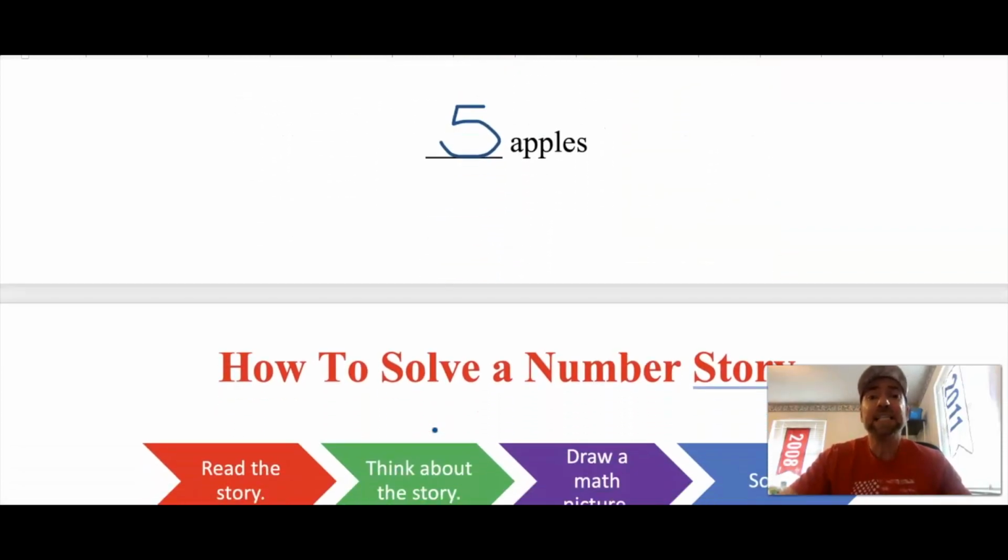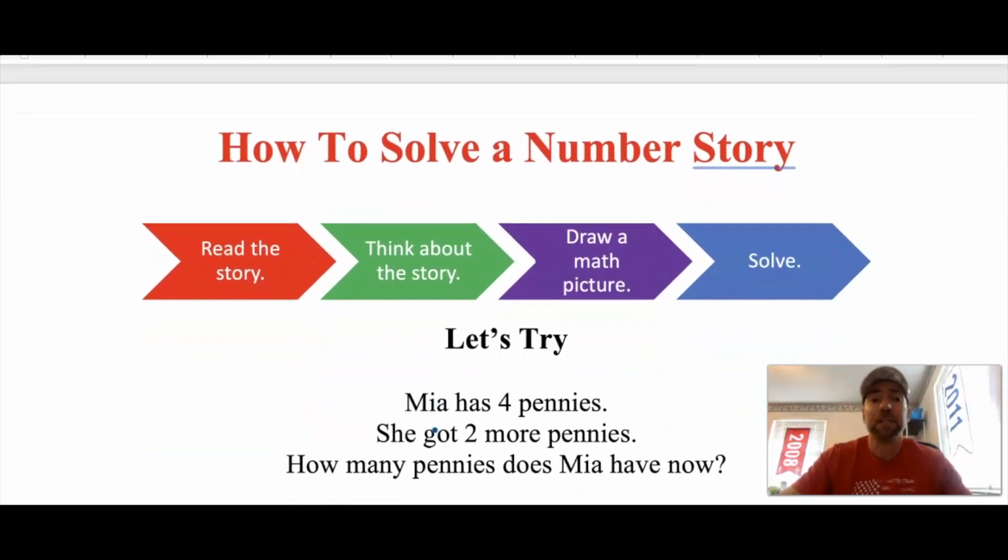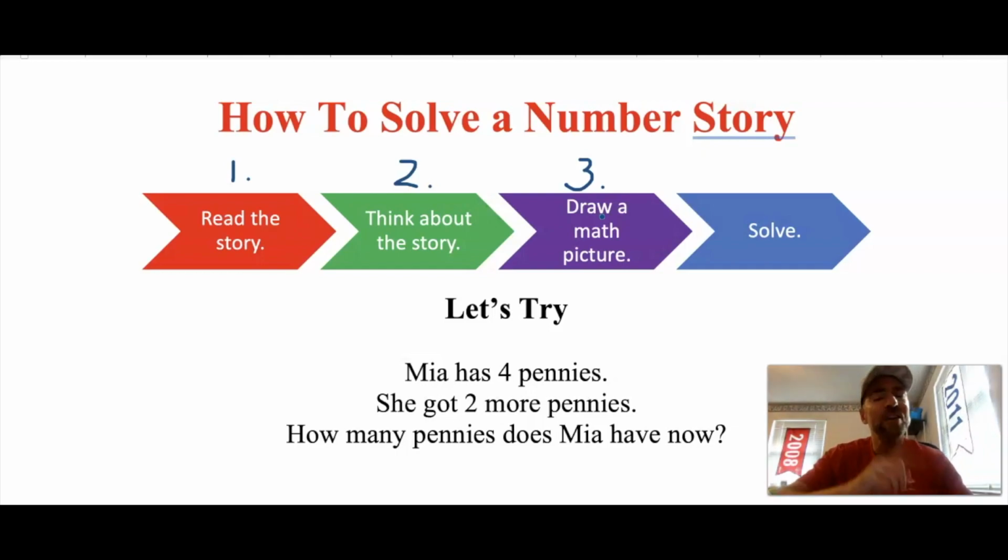Now, there's ways to solve a number story. Let's go over some ways. The first way to solve a number story is to read the story. Sometimes we read it 2 times, just so we know about it. The second thing is, we have to think about the story. What's happening in our story? The third step is to draw a math picture. Now, math pictures are a little bit different than our pictures that we would take and draw in art class. And you're going to find out what a math picture will look like. And then the last thing we do is we go and solve the number story.